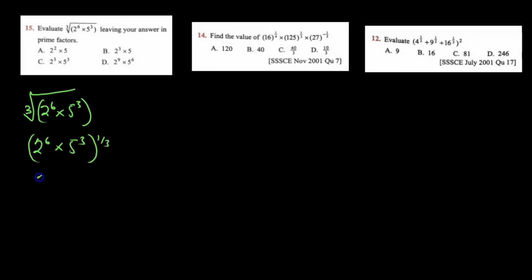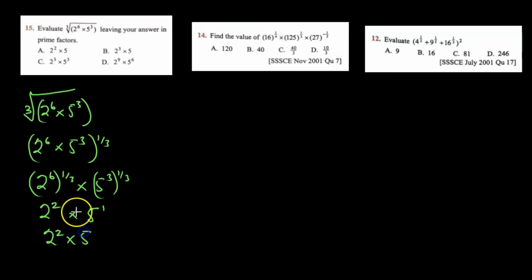So we are going to have it as 2 to the power 6 all to the power 1/3 multiplying 5 to the power 3 all to the power 1/3. So when you break it down, 6 multiplying 1/3 will be left with 2 to the power 2 multiplying 5 to the power 1, because 3 times 1/3 is the same as 1. And therefore, our final answer is 2 to the power 2 multiplying 5. And therefore, that is possible answer A.